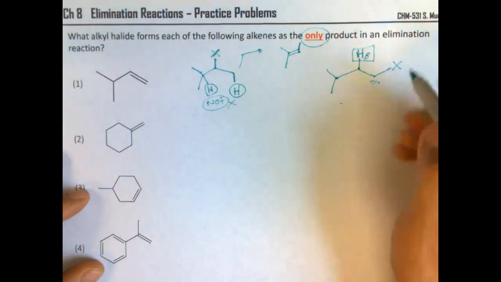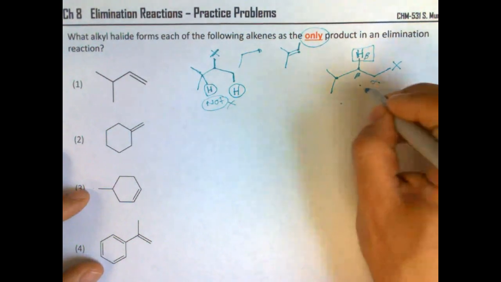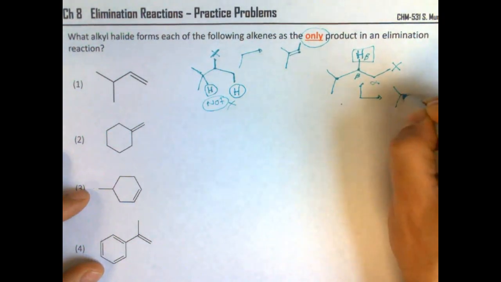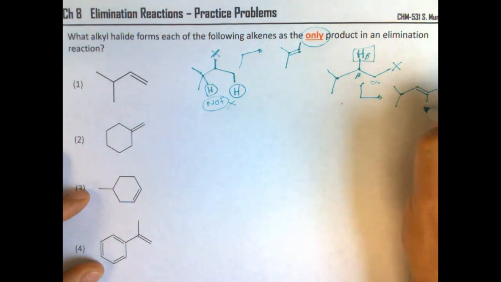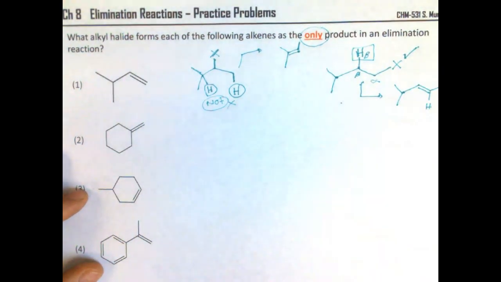This is the beta position, this is the alpha position, beta position, and only this one can kick out this halide. And this will give rise to a single product. And in this case, two hydrogens are identical, so there's no possibility of stereoisomers. So this will be the correct answer for that particular question.